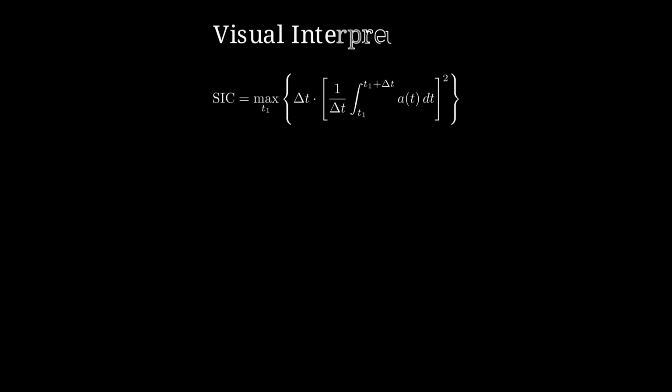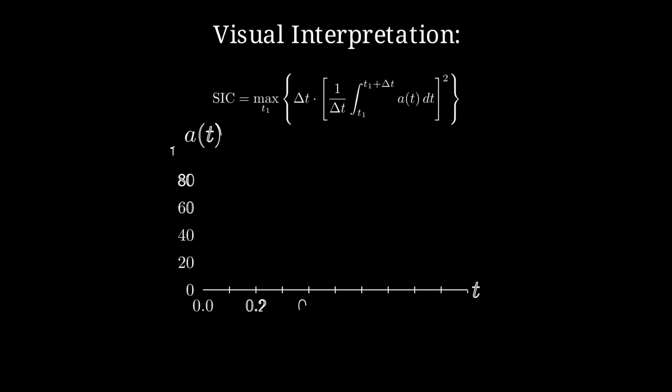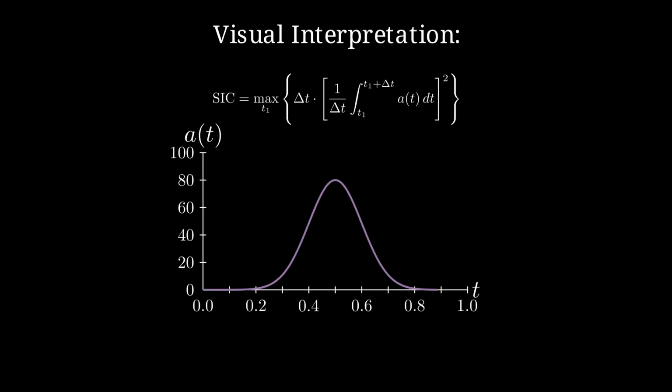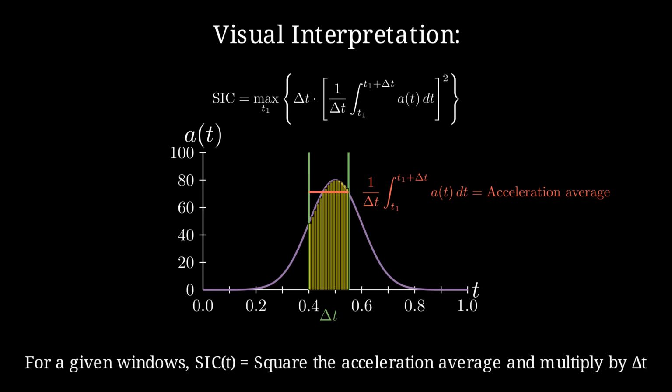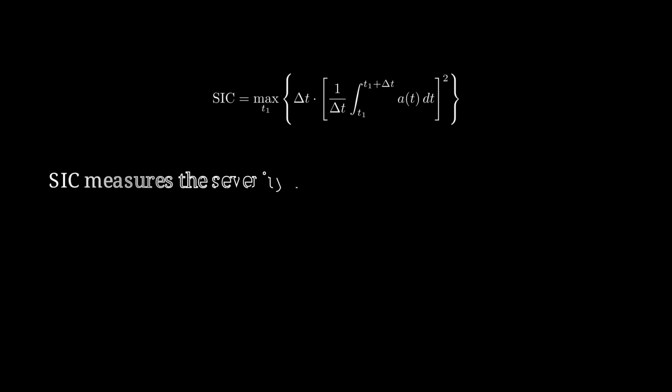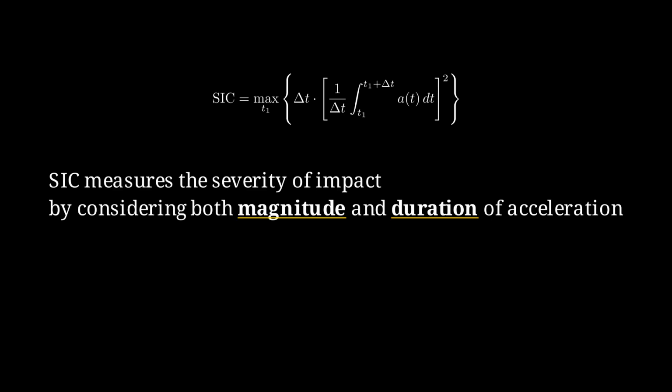A visual interpretation is always better. For a given acceleration curve, a time window is selected. That is the average over this window. The average value will be squared and multiplied by the size of the window. The SIC measures the severity of impact by considering both magnitude and duration of acceleration.